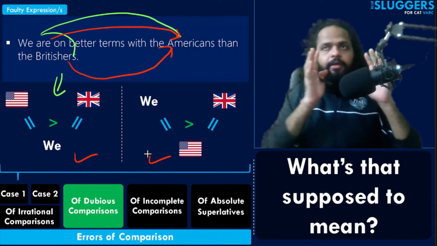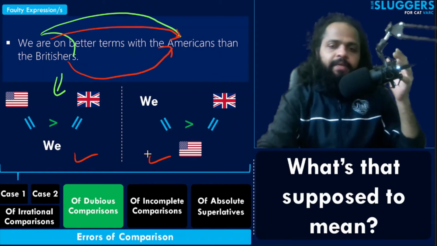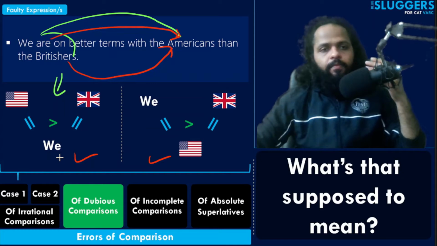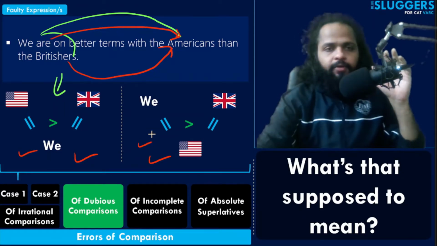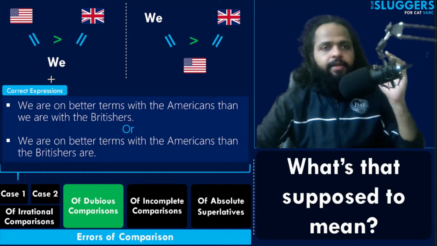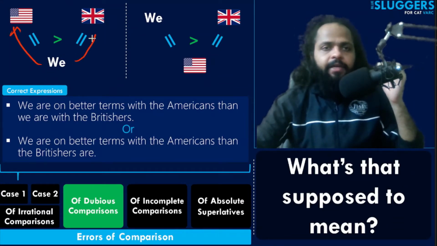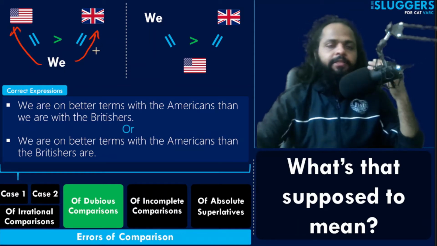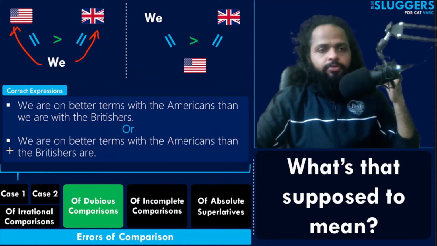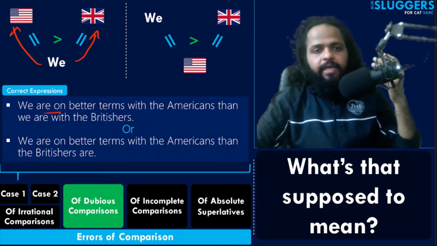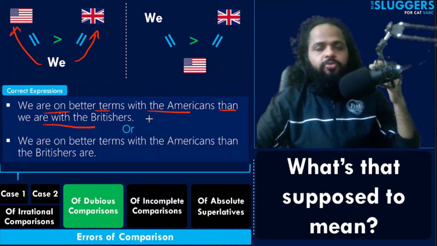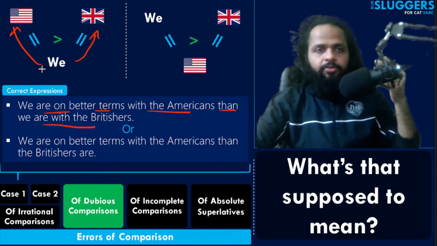So the way to resolve this problem would be that each of these meanings should be conveyed in a different manner. For example, if you want to convey the first meaning, that we are on better terms with the Americans than we are with the Britishers, then you'd rather write that we are on better terms with the Americans than we are with the Britishers. So in this case, we are very, very clear about it, right?